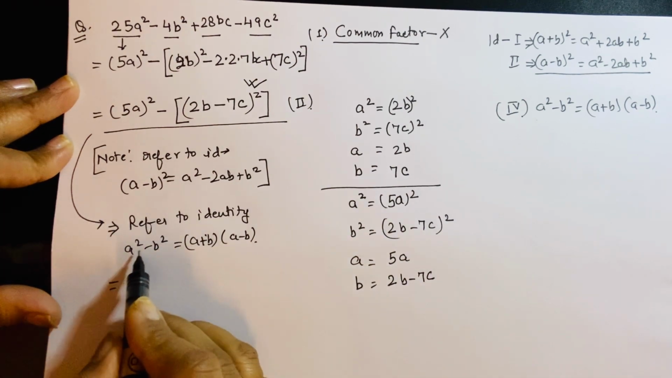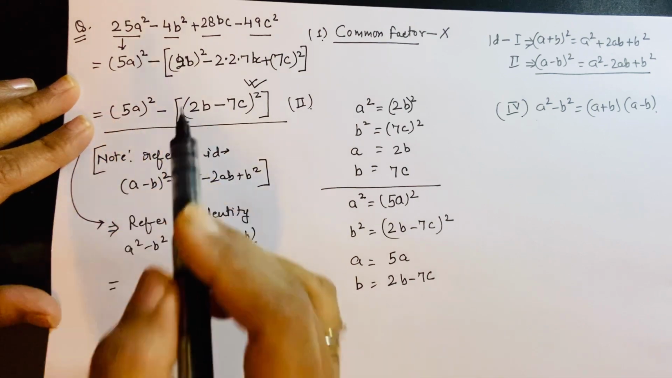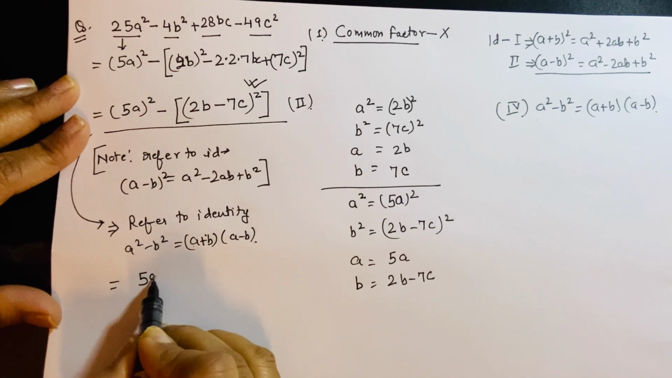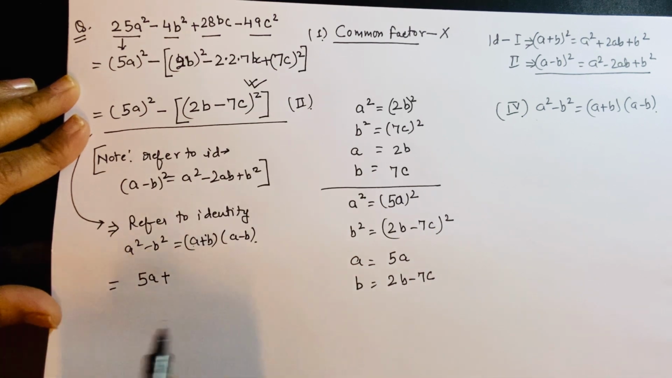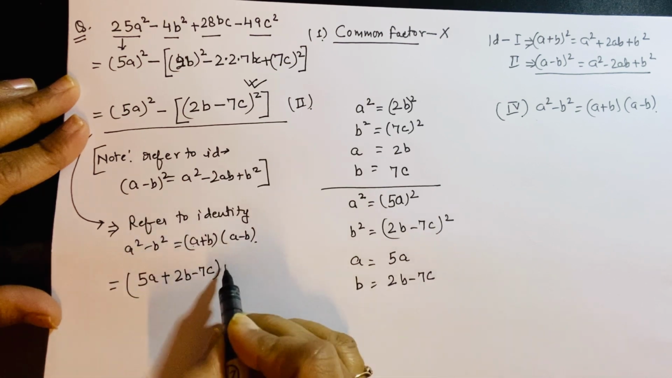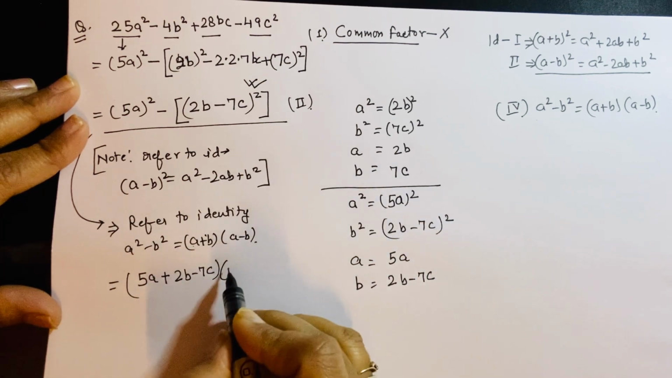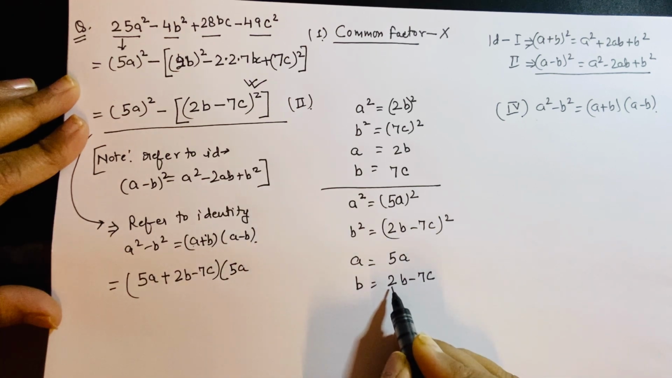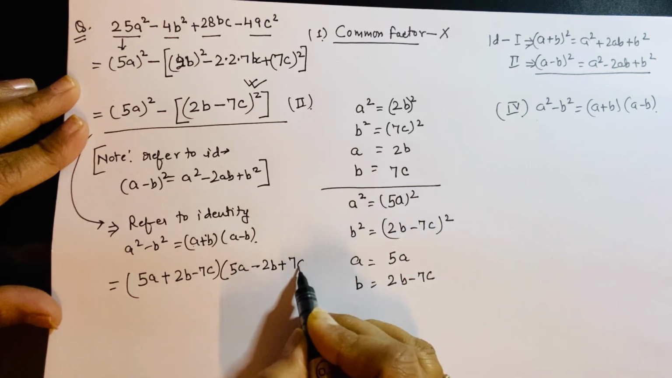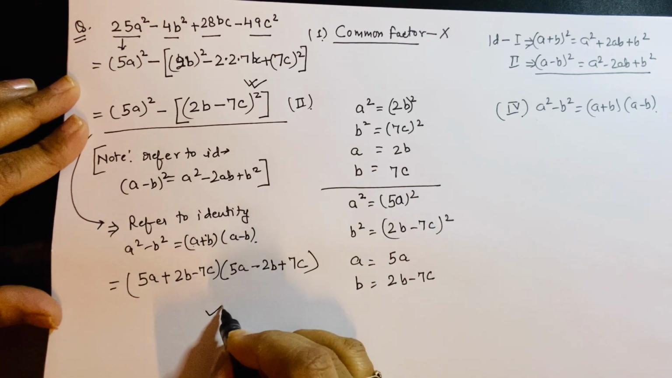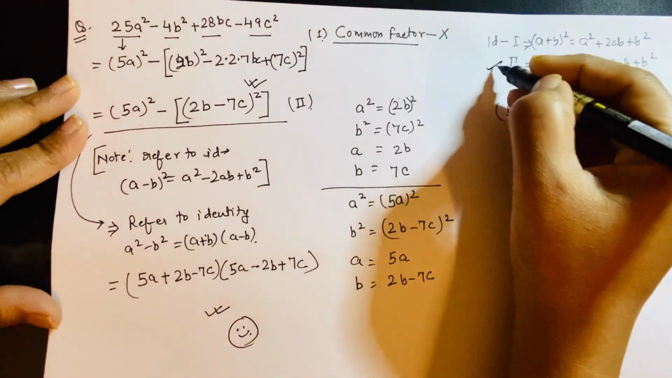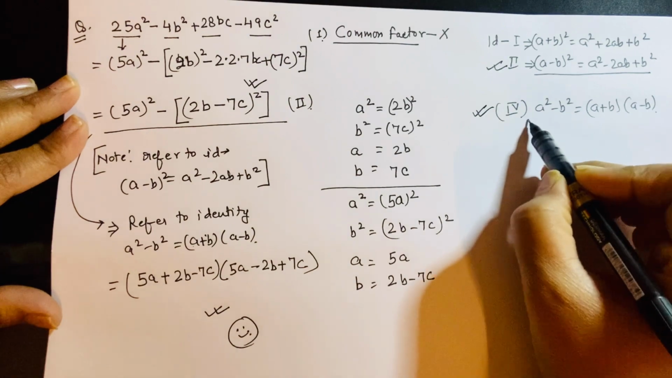You will write a square minus b square equal to a plus b, that is 5a plus 2b minus 7c, multiplied by a minus b. So a is 5a, and when you make it minus, it will be minus 2b plus 7c. So this will be your answer, where you have taken help of this and this identity.